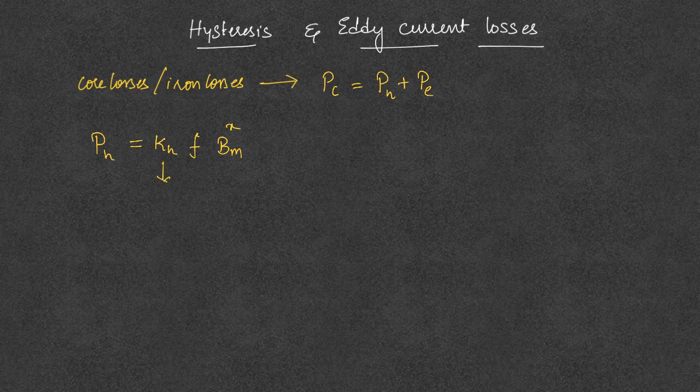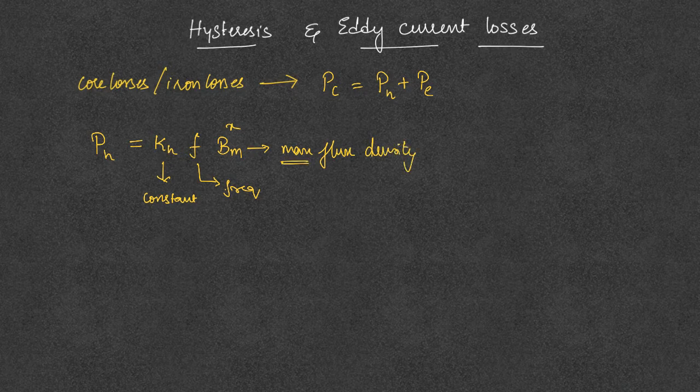Here KH is a constant, F is the frequency, and Bm is the maximum flux density. So this is the maximum value of the flux density. And x is the Steinmetz constant. So this is usually taken as 1.6.